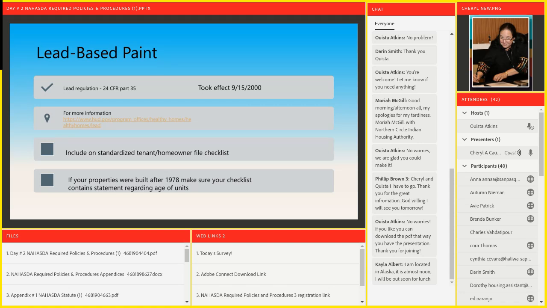We have to make sure that in all situations, we're observing the lead-based paint requirements. The lead regulations are at 24 CFR part 35. It took effect on 9/15 of 2000. There's more information through this link. Include it on a standardized tenant homeowner checklist.